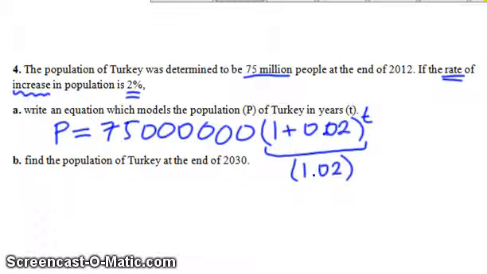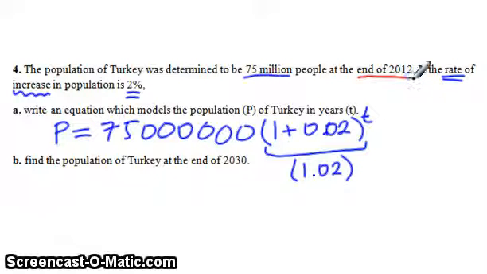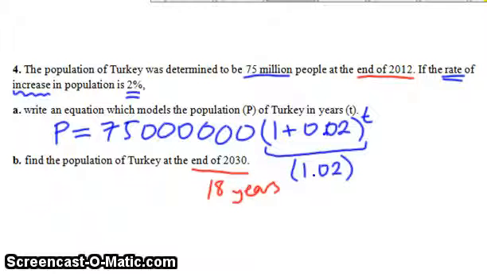Okay, so for B, we're asked to find the population of Turkey at the end of 2030. Now sometimes you have to be a bit careful when we're looking at time. Here we're looking at the end of 2012 and this is the end of 2030. That's good, it's the same. Sometimes we have to be careful if it's maybe the start or the end of the year, but here it's both at the end, so it's no problem, we can just subtract. And so we see that it's going to be 18 years.